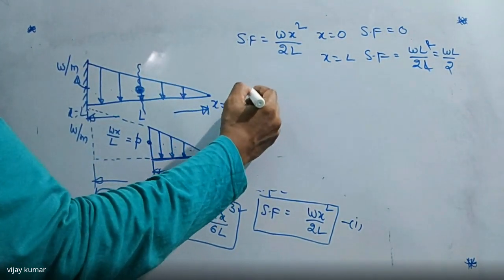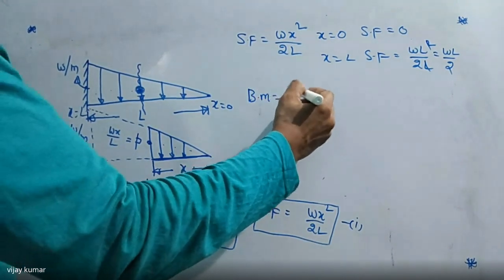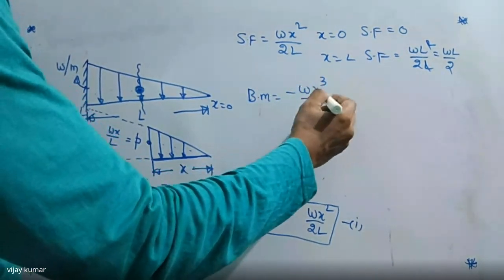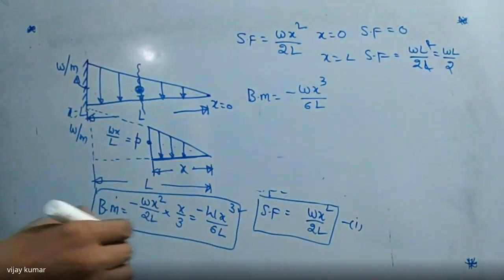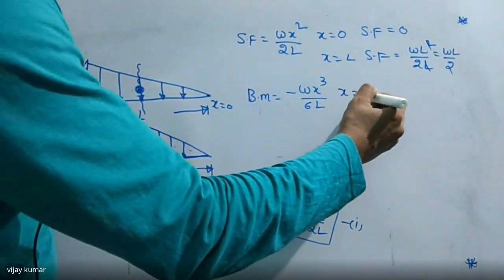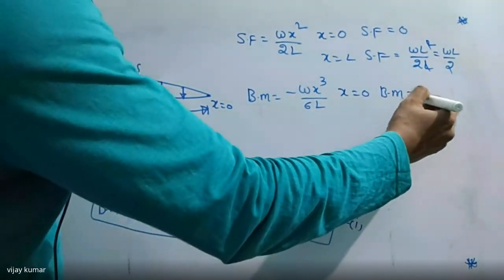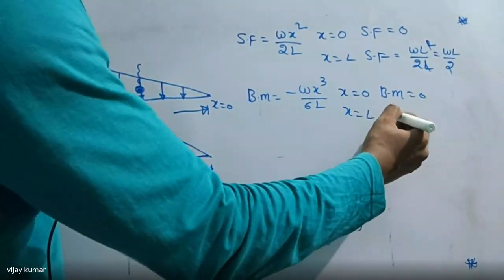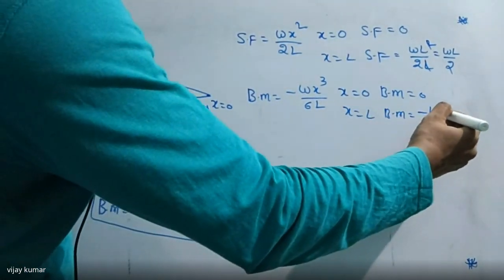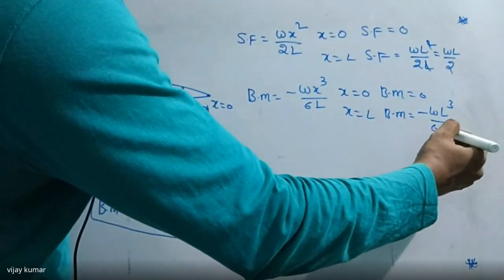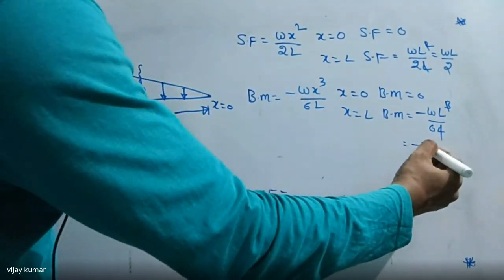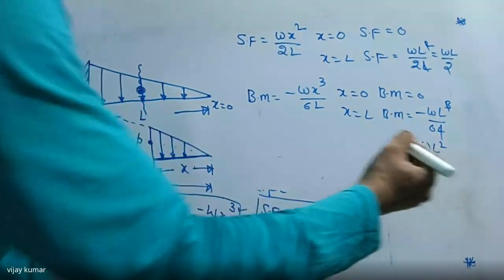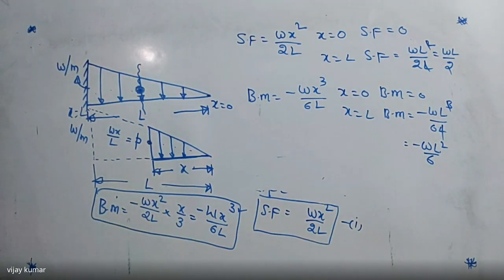So what is the bending moment here? Bending moment is equal to minus W x power 3 divided by 6 times L. Then at x equal to 0, bending moment is also 0. And at x equal to L, bending moment is nothing but minus W L power 3 divided by 6 times L. Both are cancelled. Then W L square divided by 6. So that is the value of bending moment.